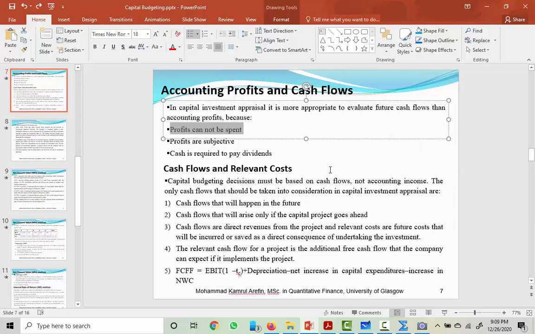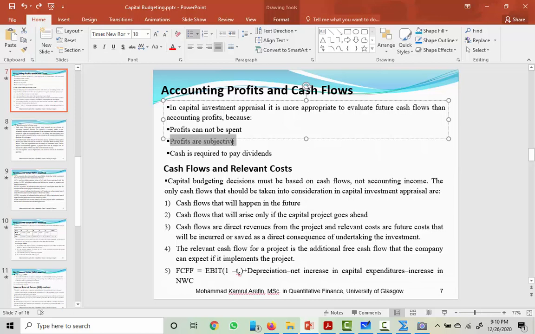Although you have sold the product, although you have made the sale of $100,000, you haven't received any cash. So that means profit is not realized yet. You have no cash in your hand, so you cannot spend the profit to pay your workers' salaries or other utility expenses, or use it as working capital. So profit cannot be spent.